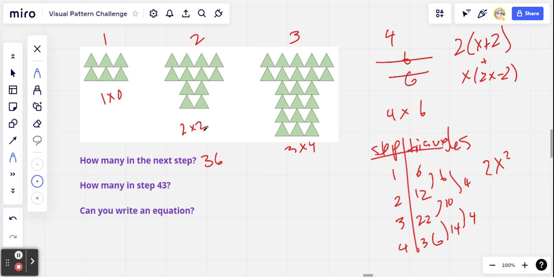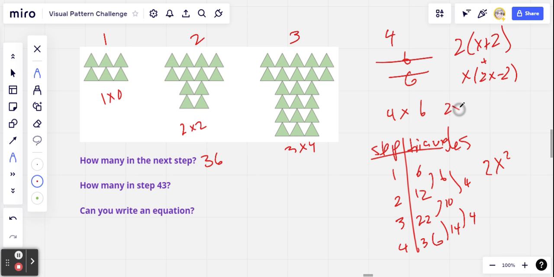In step 2, remember this is just the second dimension we're trying to get. 2 times the step number would be 2 times 2 is 4, minus 2 is 2. How about in step 3? 2 times 3 would be 6, minus 2, that would be 4. So that looks like it's giving us this second dimension. So that rectangle on the bottom would be this whole thing.